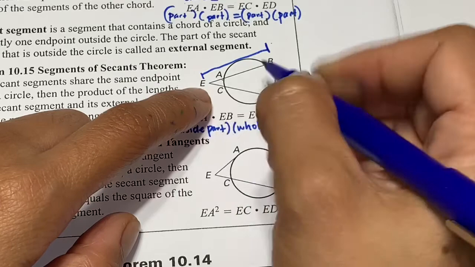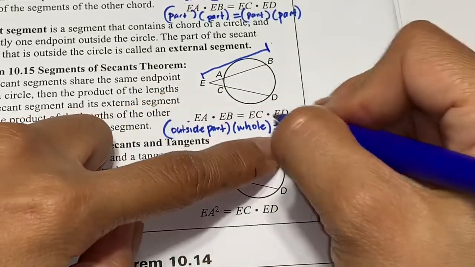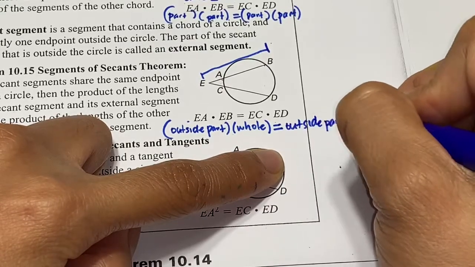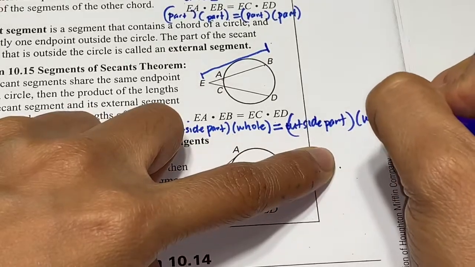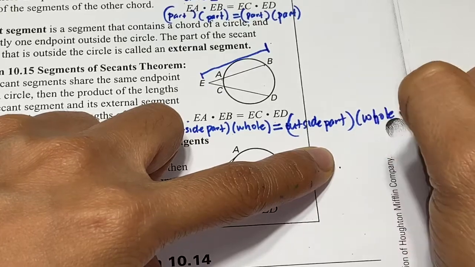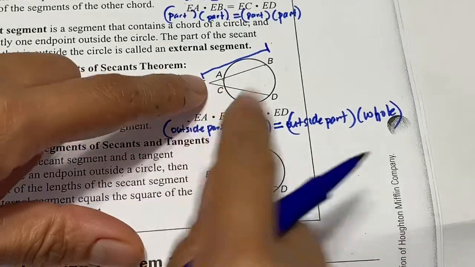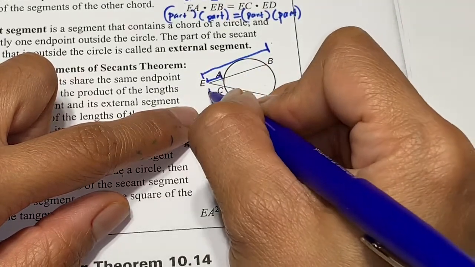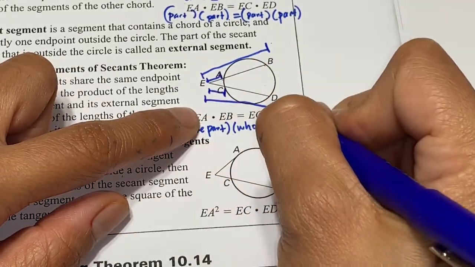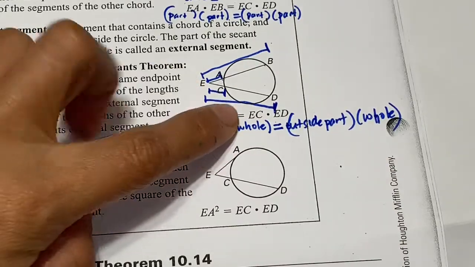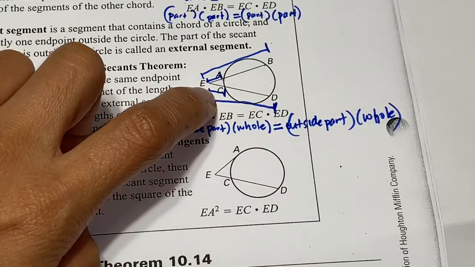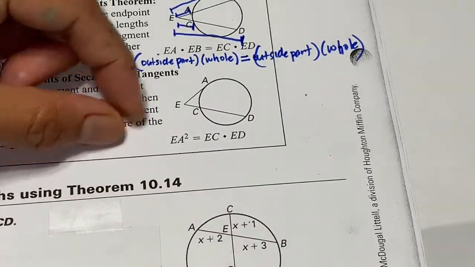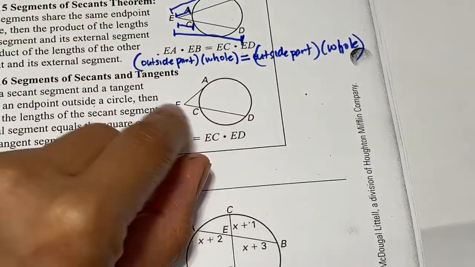then you do the same for the second secant segment. So again, start with the outside. That's easy. Outside part, multiply it by the whole. Okay. Outside piece times the whole equals outside piece times the whole. That's if you have 2 secant segments. Okay, and then the last rule, what about if you have a tangent and a secant segment?